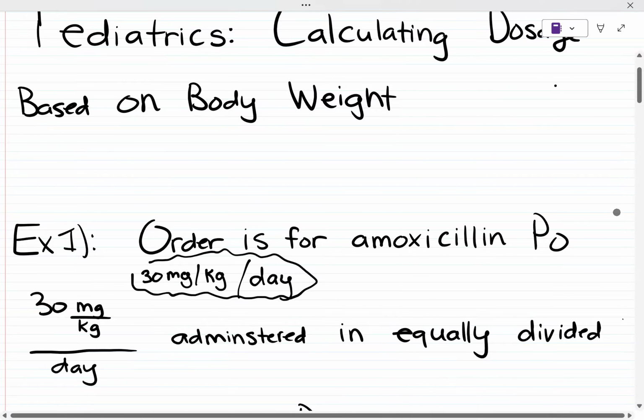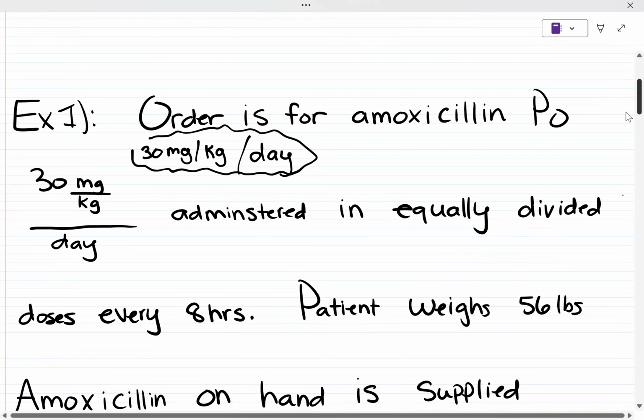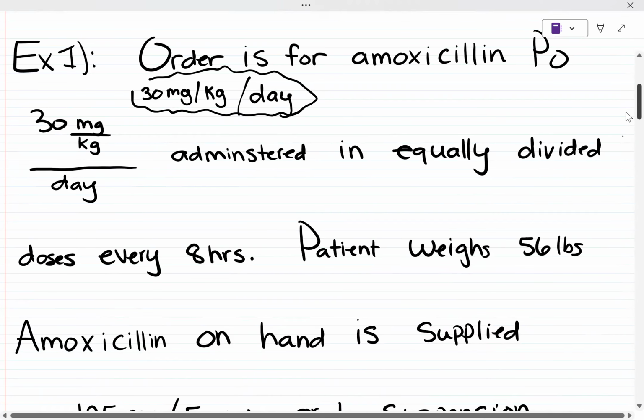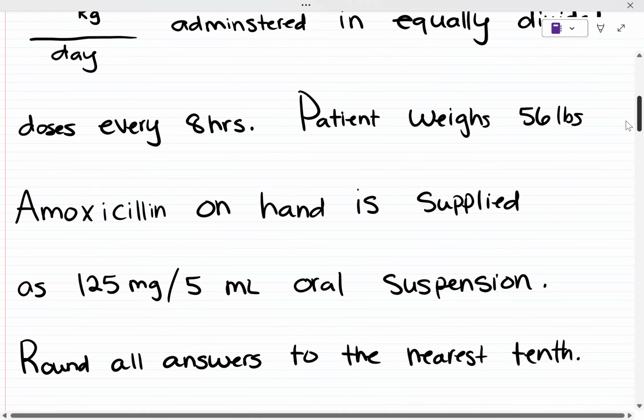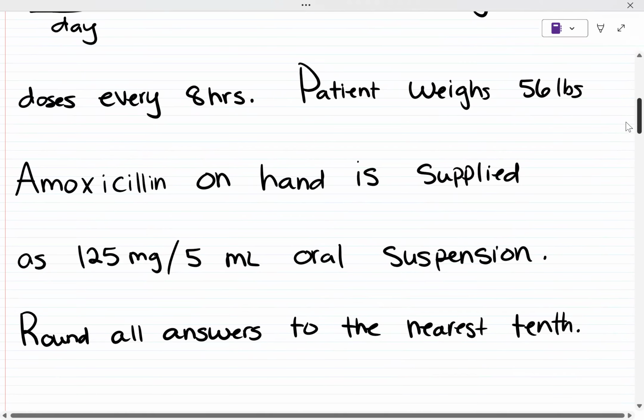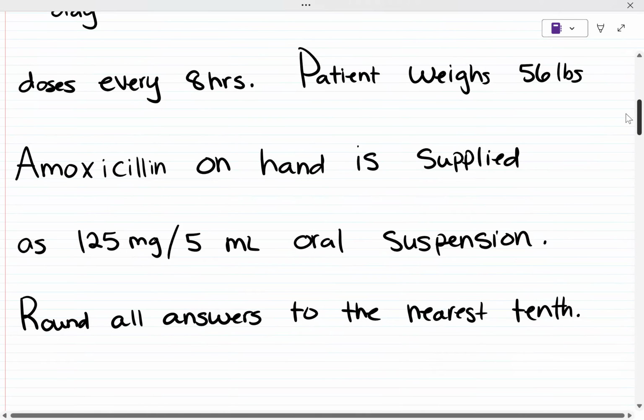So the order is for amoxicillin PO 30 mg per kilogram per day administered in equally divided doses every 8 hours. The patient weighs 56 pounds. Amoxicillin on hand is supplied as 125 milligrams per 5 milliliters oral suspension. Round all answers to the nearest tenths.